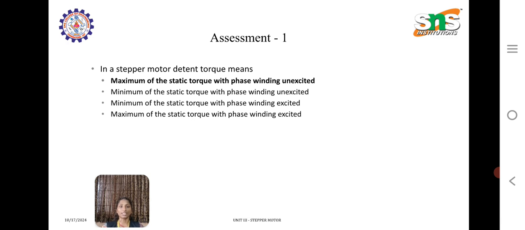So we will have some assignments. In a stepper motor, detent torque means: maximum of the static torque with phase winding unexcited, minimum of the static torque with phase winding unexcited, minimum of static torque with phase winding excited, or maximum of static torque with phase winding excited. It may be maximum or minimum, and excited or unexcited condition. So detent torque is the maximum of the static torque with phase winding unexcited.